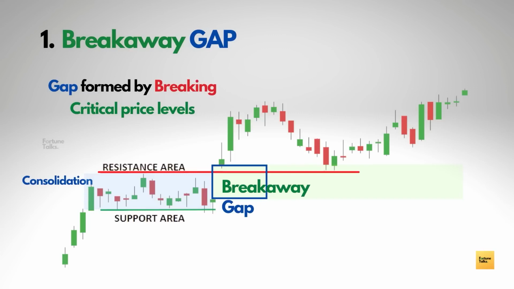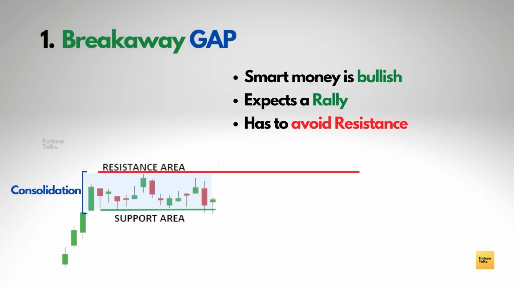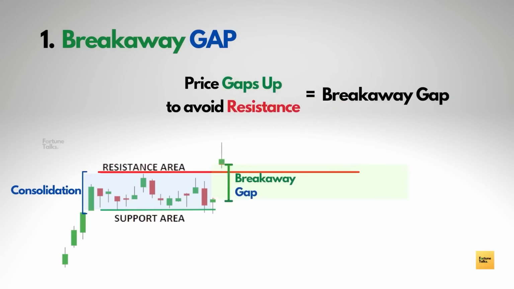So the main logic behind the breakaway gap is that the smart money knows exactly where the support and resistance areas are. Let us say, for example, the smart money is bullish and higher prices are anticipated, so the smart money will certainly want a rally. But the problem is how to avoid the old resistance which could trigger some selling pressure. So what they will do is gap up through the old area of supply as quickly as possible as a way of avoiding the resistance.